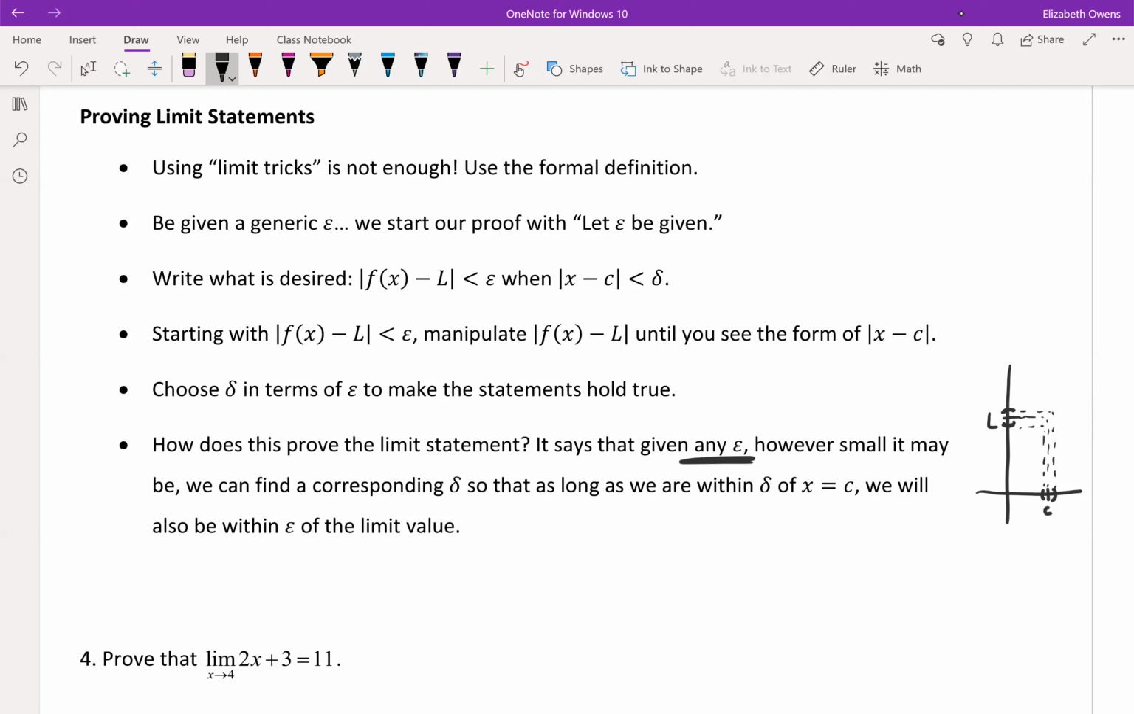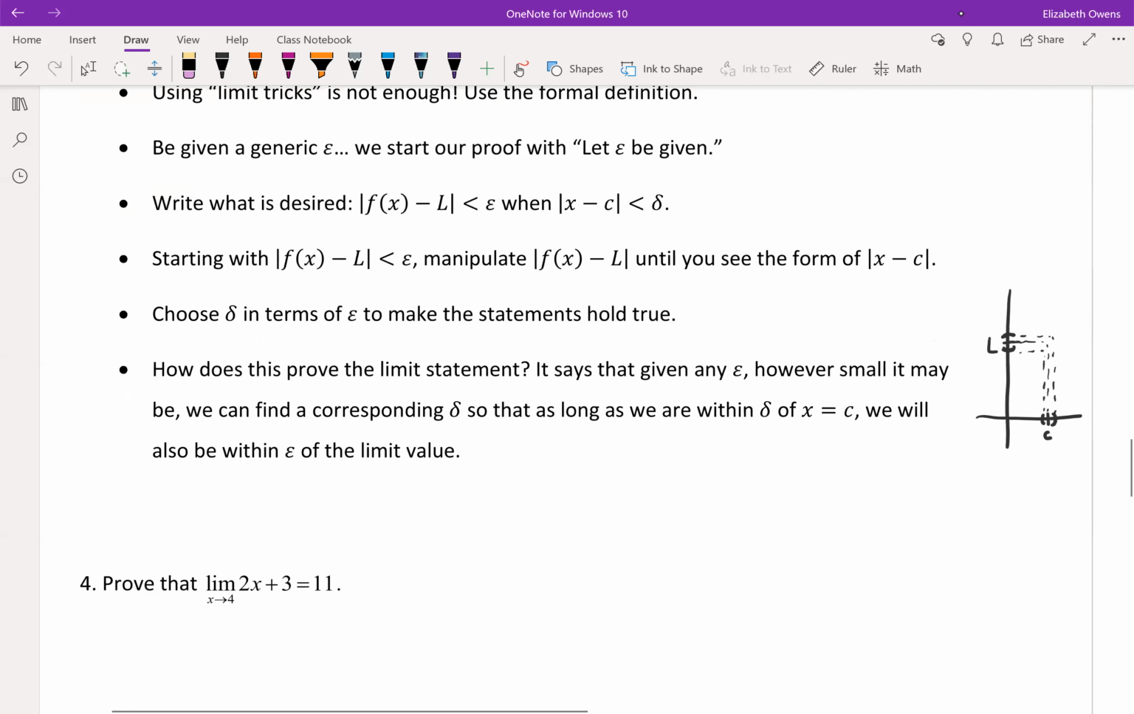I can find it regardless. So as long as we're within delta of x equals c, we're guaranteed to be within epsilon of that limit value. So we take on the challenge, we manipulate our formal definition statements, and we are eventually going to get to choose delta in terms of epsilon to make these statements hold true. So let's see how this works.